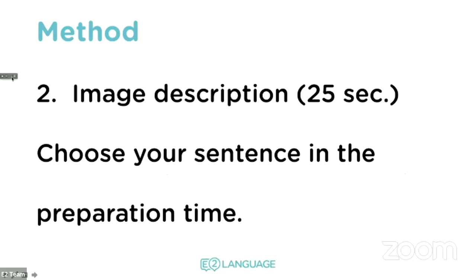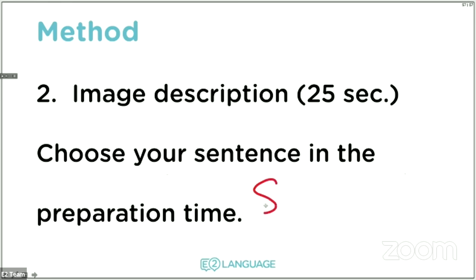I think the best way to think about this is, if we think about our sentences as subject, verb, object, what's going to be the subject of your sentence? Is it going to be 47% of people watch TV every night? Or is it going to be people watch TV every night? You have to decide in that time, and you need to think quickly and spontaneously.